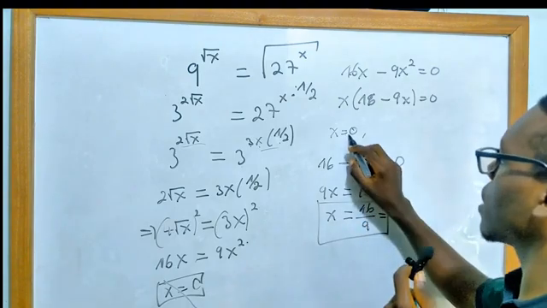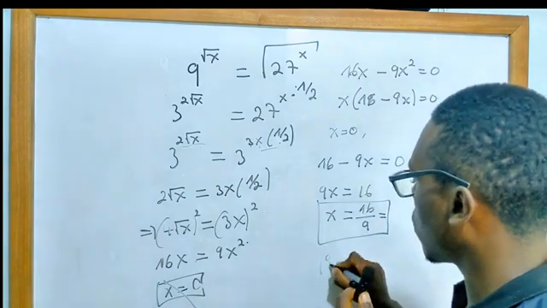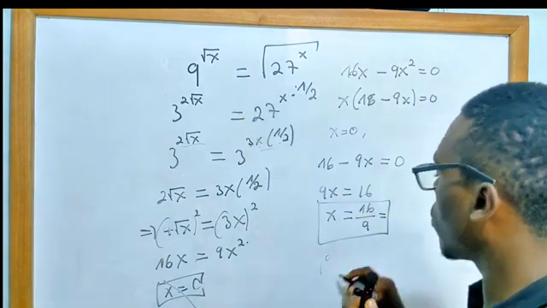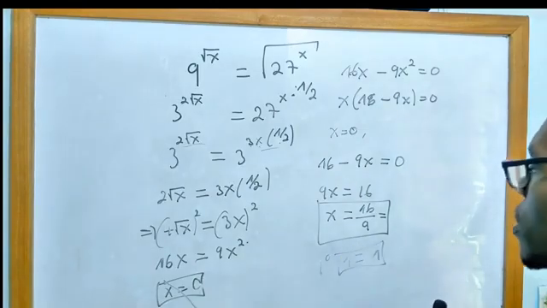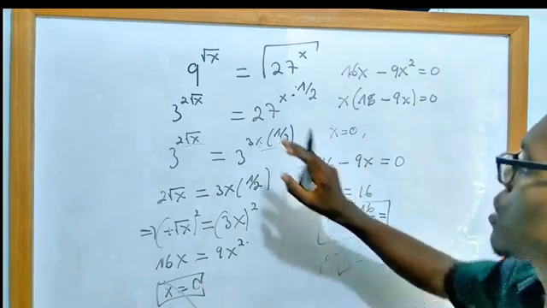Or in the other case, if we put x equal to 0, we are going to have 9 to the power 0. Since it's 0, it will be equal to 1. Then 1 is equal to 1 automatically. That is the answer at this point. Okay, hence that is the answer.